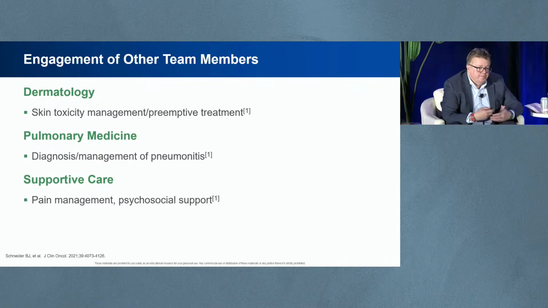So, for example, our colleagues from dermatology can help manage skin-related side effects, either actual management or preemptive treatment strategies. Pulmonary physicians help with diagnosis and management of pneumonitis, which can be seen with trastuzumab deruxtecan. And of course, our supportive care specialists help with pain management and the psychosocial support that's often necessary when dealing with the diagnosis of advanced lung cancer.